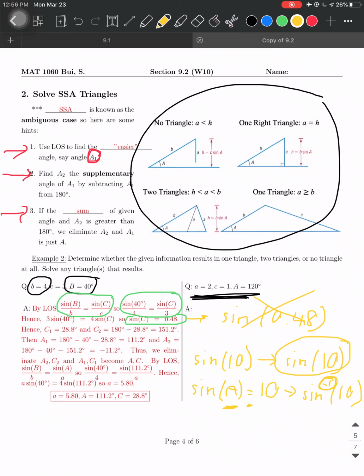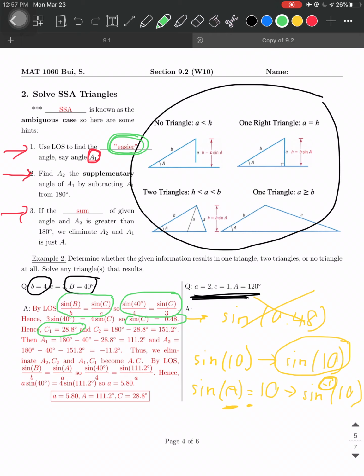Okay. And after that, if you plug into the calculator psi inverse of 0.48, the first answer you will get is C equals 28.8. Okay, this is what I mean by find the easier angle. Why? Because in our problem, we know angle B, so the other two options would be either angle A or angle C, right? Angle A is really hard to find because we don't have anything that relates to A. Angle C is easier to find because at least we know the side length C, so then we can use a law of sines to find angle C, okay?